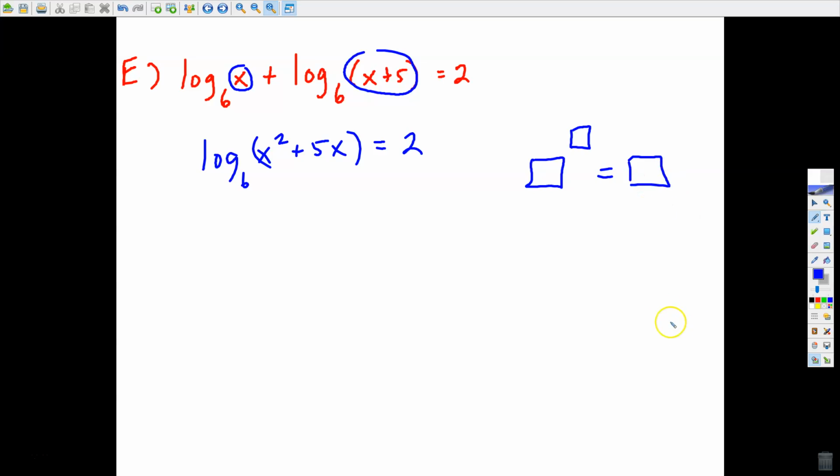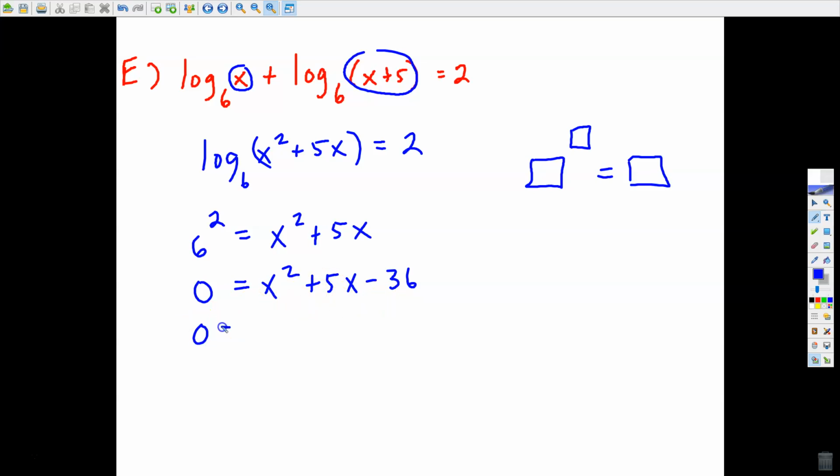Okay, so just think about filling in the boxes. 6 to the second power is equal to x squared plus 5x. This is 36, and since it's a quadratic equation, I need to make it equal to 0. And now I'm going to solve by factoring. And there are factors of negative 36 that add up to positive 5: positive 9 and negative 4.